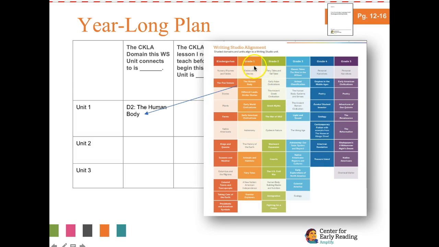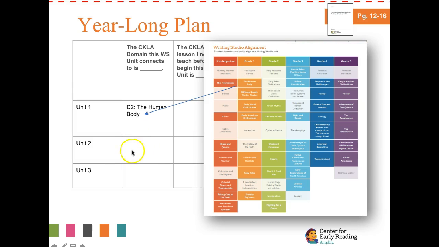The way that you would do this is you're going to be looking at the bolded domains for your grade. So if I'm looking at first grade, the very first bolded domain I come across is the human body. That tells me that Unit 1, Writing Studio, is going to be tied to Domain 2, the human body, because the first Writing Studio or bolded unit is the human body.